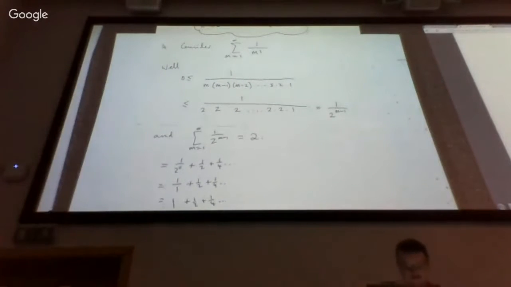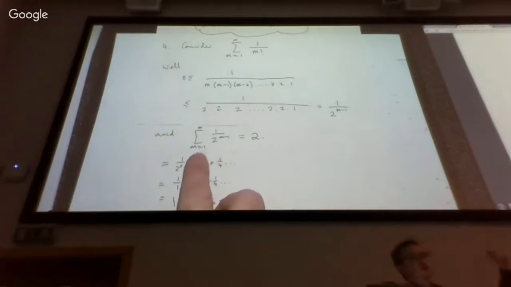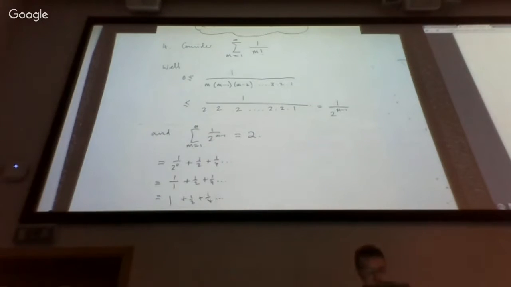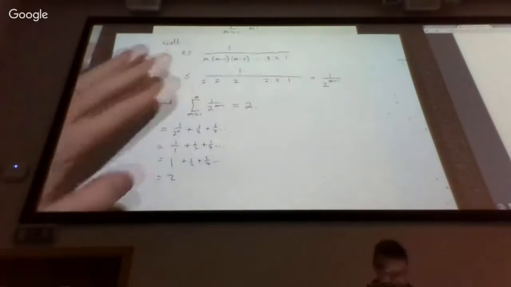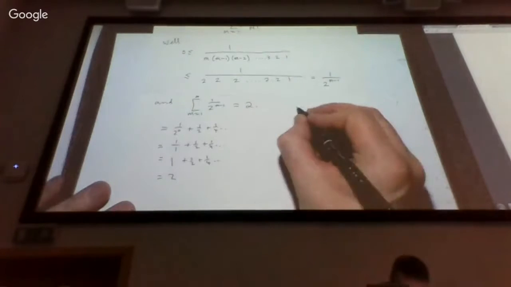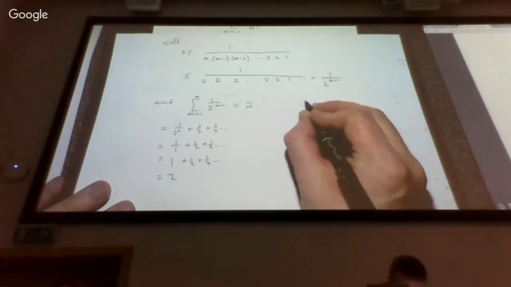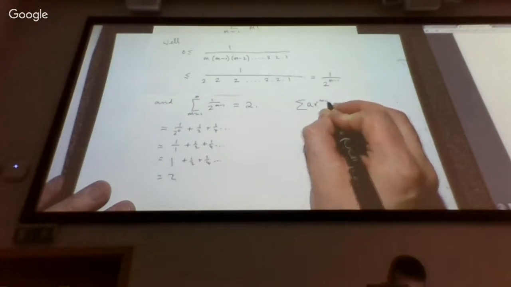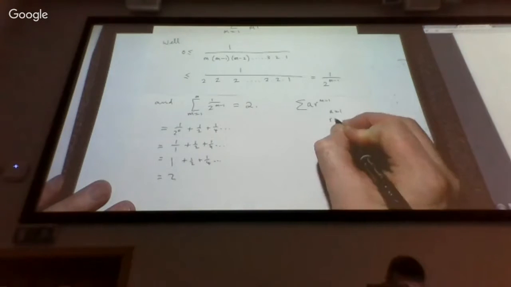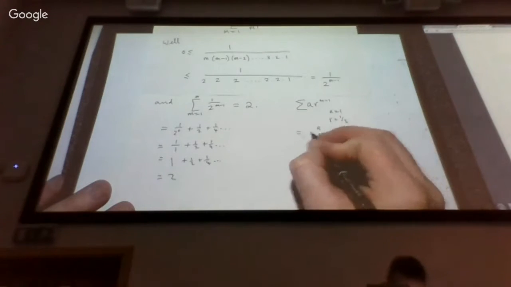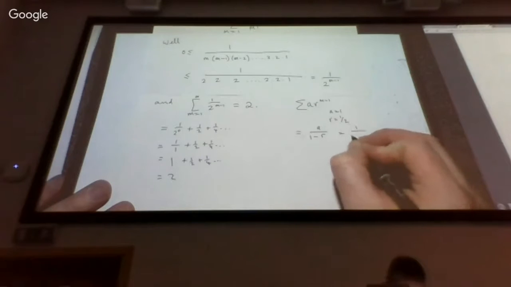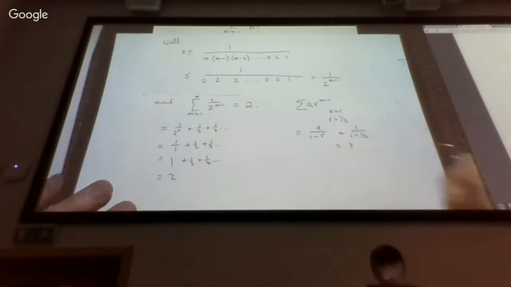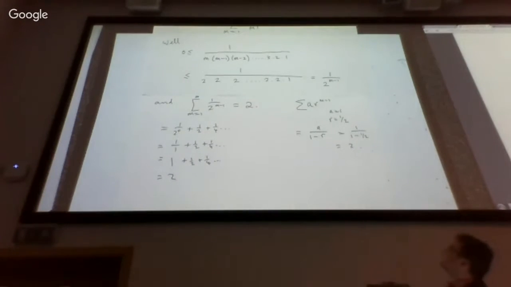When we had it before, the sum of 1 over 2 to the m, where m went from 1 to infinity, that was 1. This one is 2. Or you can see that because you would write this as the sum of a times r to the m minus 1, where a is equal to 1 and r is equal to a half. So this will be a over 1 minus r, so 1 over 1 minus a half, which is 1 over half, which is 2. So it does have a limit.